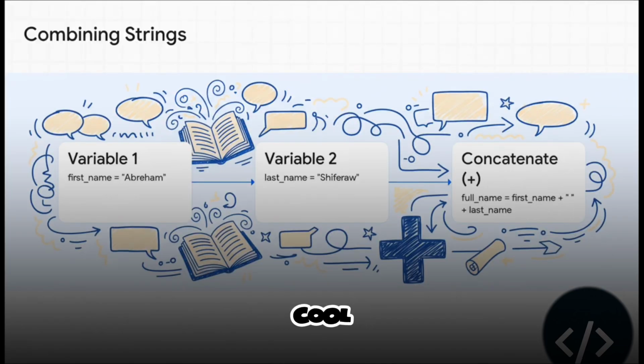Now, what's really cool is that the plus sign is kind of smart. With numbers, it adds them, but with strings, it just smooshes them together. This is called concatenation. So as you can see here, we can take a first name string, add a last name string, add a little space in the middle, and join them all into one full name.